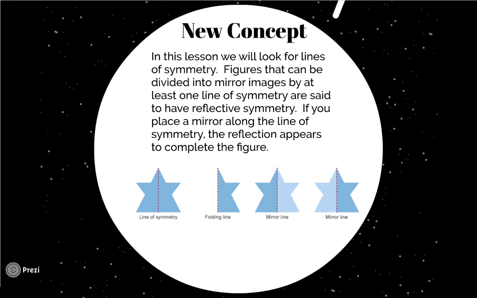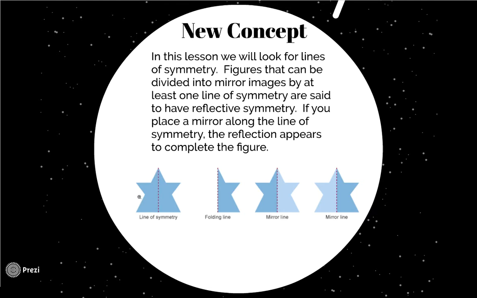All right. Here's your new concept. In this lesson, we're going to look for lines of symmetry. Figures that can be divided into mirror images by at least one line of symmetry are said to have reflective symmetry. If you place a mirror along the lines of symmetry, the reflection appears to complete the figure. Now, if you look here, this is a line of symmetry, okay?